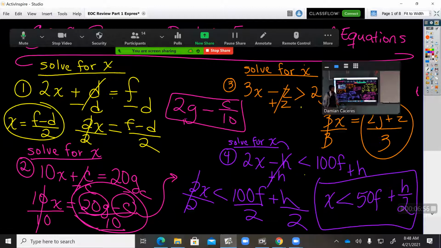Now, always remember, if you ever divide both sides by a negative, then you flip the inequality symbol. Because we did not divide by a negative, we're not flipping the inequality symbol. Copy down the work. Ask me any questions if you have them. Let's move on to the next page.